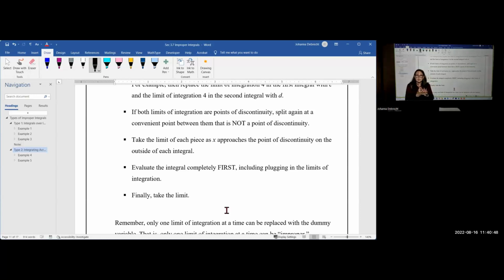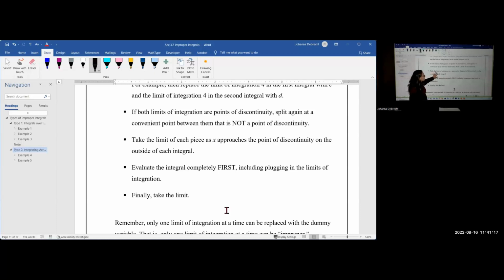And anytime you split the integral, you can only have at most one improper limit of integration. One that's infinity, one that's negative infinity, or one that is the x value where a vertical asymptote exists. Otherwise, you're going to have to break it into more convenient places. And that may mean that instead of integrating once or twice, you're actually integrating 3 or 4 different integrals and adding them together.